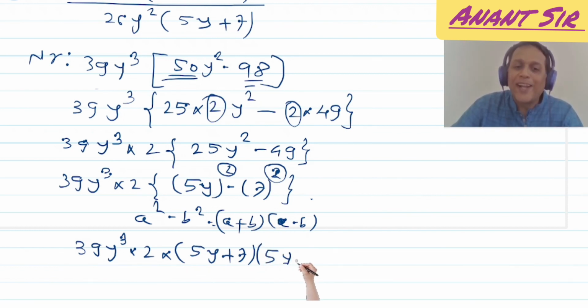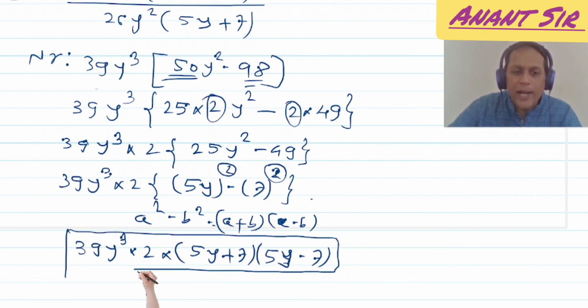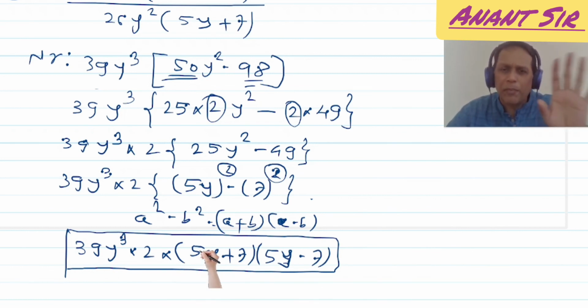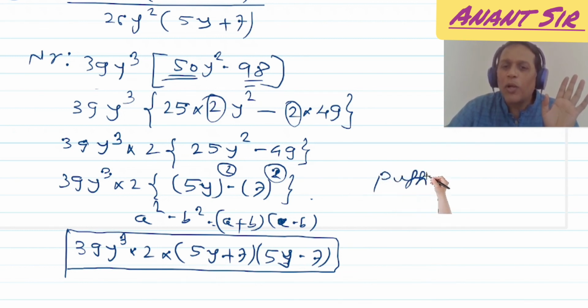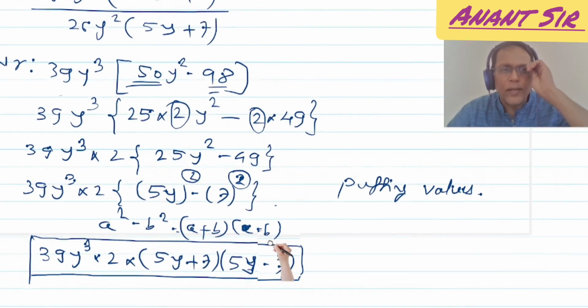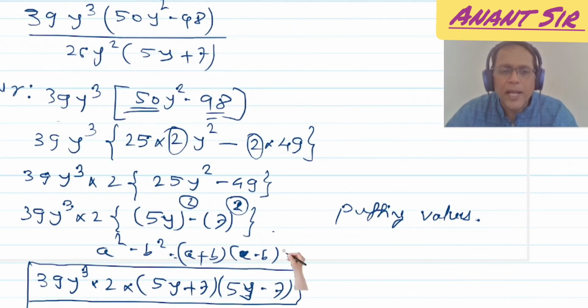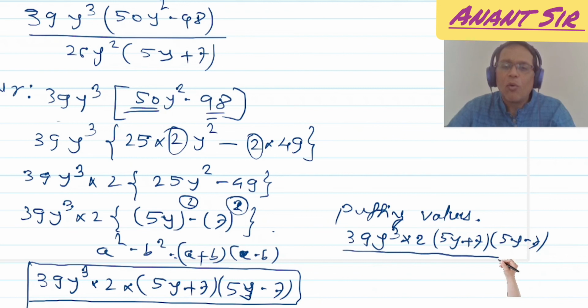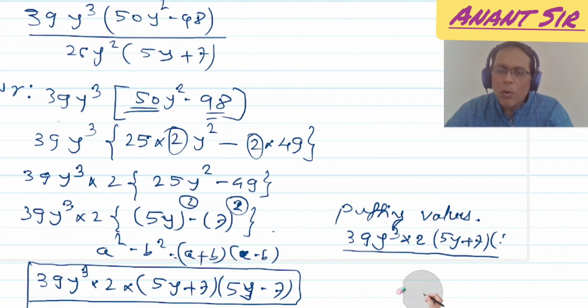and once with a negative sign in between them, 5y minus 7. So we can do 39 times 2, 78, if we want, but as this is not our final answer, I have kept it as it is. So now putting values, only one or two steps are remaining now. When I put the values of the numerator in its place, the numerator is 39y cube multiplied by 2 multiplied by (5y plus 7) into (5y minus 7), whole divided by, let me just write this properly.